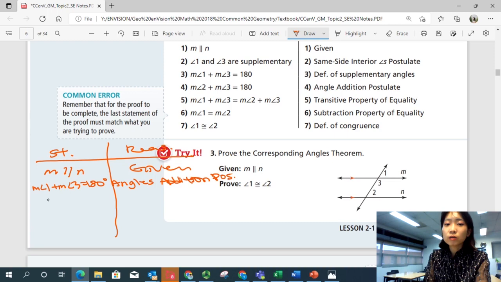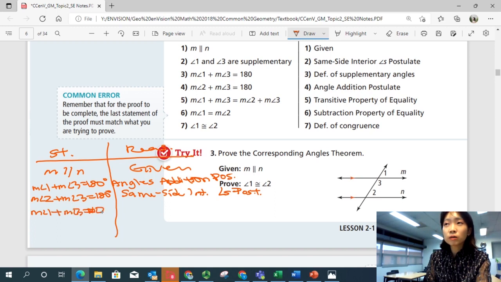And then you're going to use the same side interior angles postulate to say that 2 and 3 will also add up to 180 because they're supplementary. Same side interior angles postulate. Okay, and then we're going to use the same steps, right? So the measure of angle 1 plus the measure of angle 3 is the same as the measure of angle 2 plus the measure of angle 3 by the transitive property.